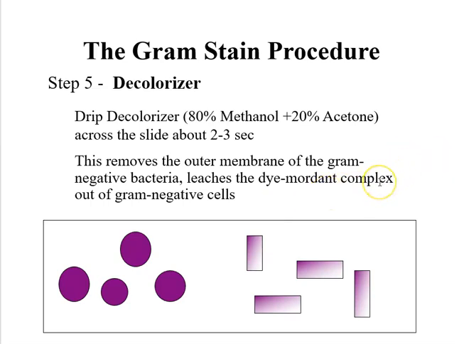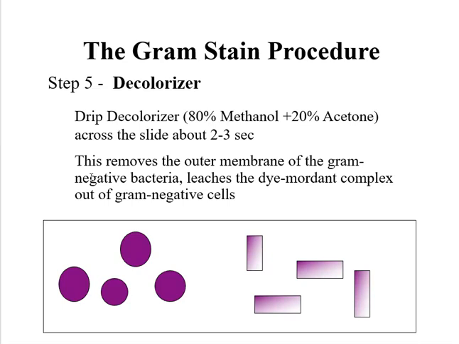We can use a decolorizer, and the decolorizer is ethanol and acetone. And just 2 or 3 seconds, it doesn't take much. What it does is remove that outer membrane, that LPS, off those gram-negative bacteria and leaches that dye complex, that crystal violet-iodine complex, out of the gram-negative cells. So you remove that LPS, and what you have left is your peptidoglycan layer with no dye on it.